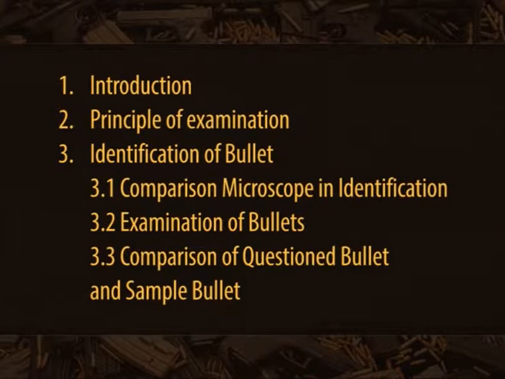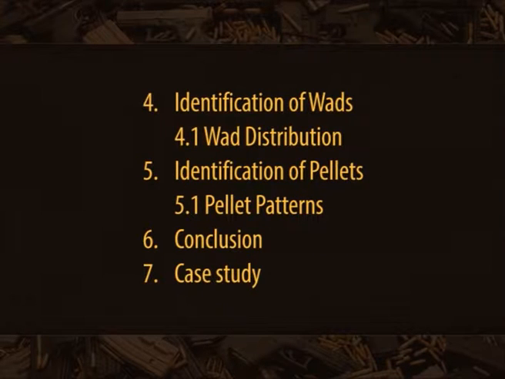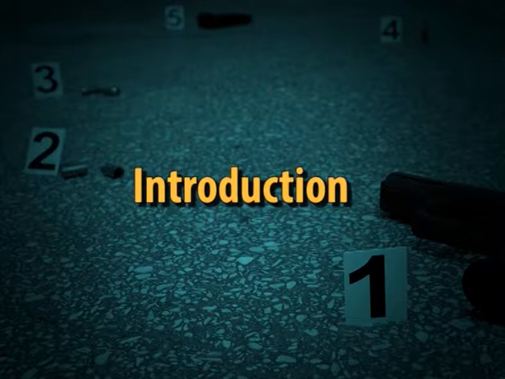The first thing is going to be the introduction of the topic, principle of examination, and identification of bullets, and under that the comparison microscope in identification, examination of bullets, comparison of question bullet and sample bullet, identification of wads, wad distribution, identification of pellets, pellet patterns, and in the end, the conclusion.